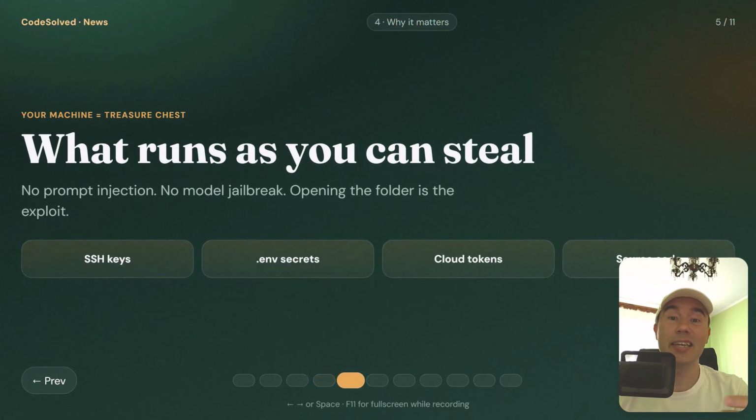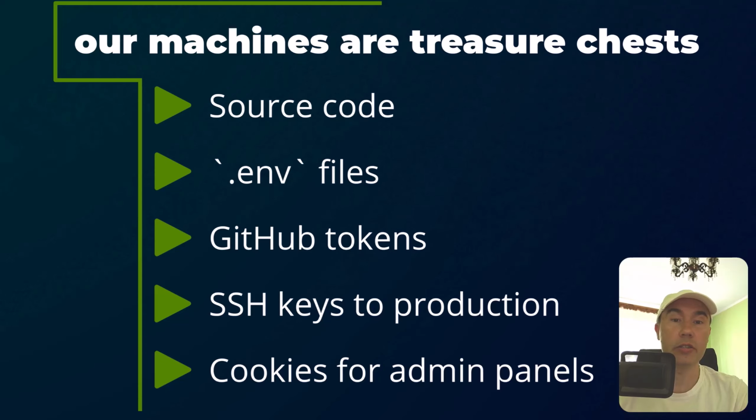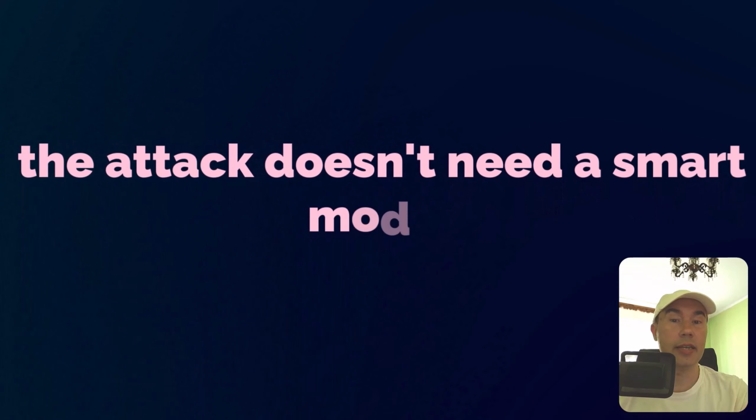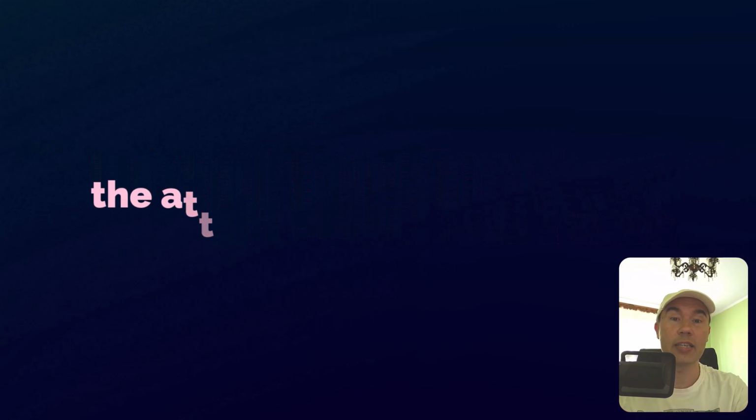Why does this hit so hard for us as developers? Because our machines are treasure chests. Source code, .env files, GitHub tokens, SSH keys to production, cookies for admin panels. Also, the attack doesn't need a smart model. Opening the folder is the whole exploit.